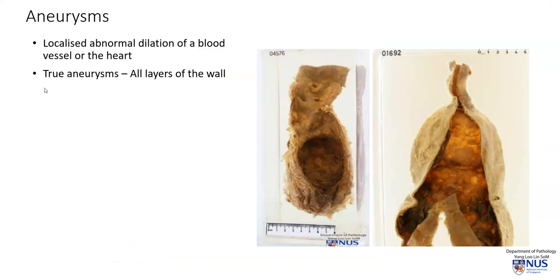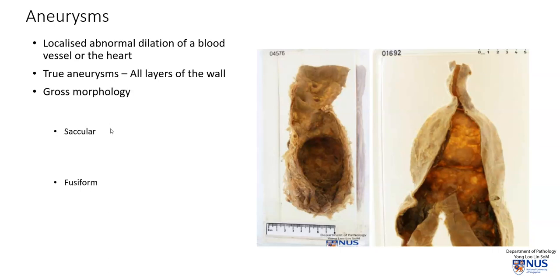Let's take a closer look at aneurysms. They are defined as localized abnormal dilations of a blood vessel or also the heart. And there are true aneurysms, which we are focused on here, which means all layers of the vascular wall or the wall of the chamber of the heart are dilated. There are such things as false aneurysms, which are also known as pseudoaneurysms, and this is really more of a defect in the vascular wall, and the blood actually communicates directly with the extravascular space. These are not true aneurysms.